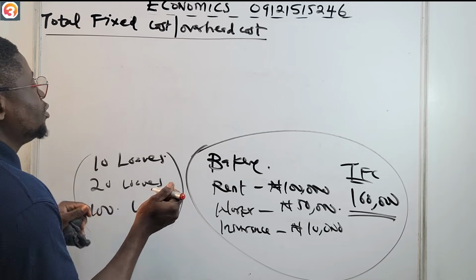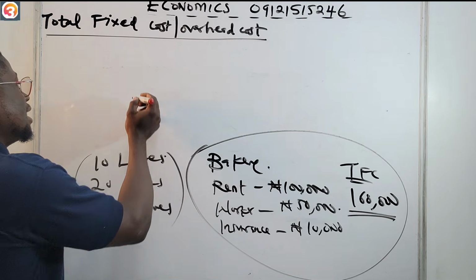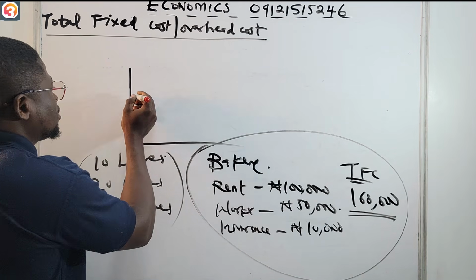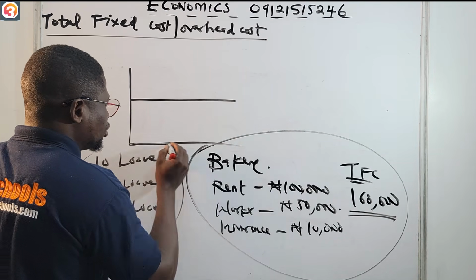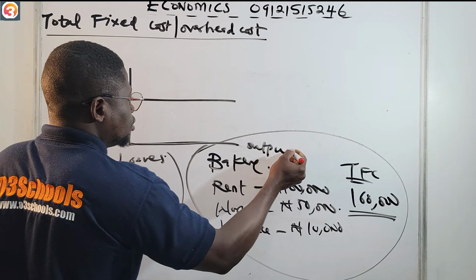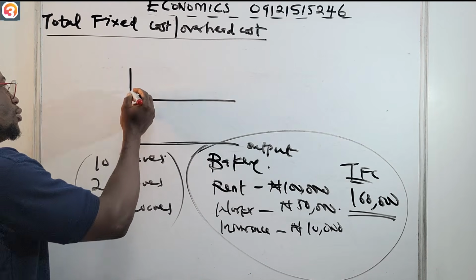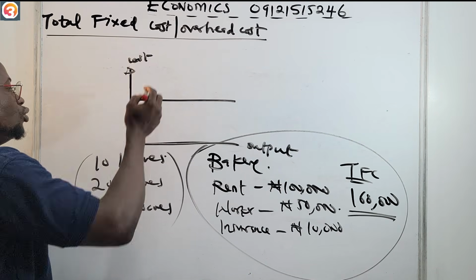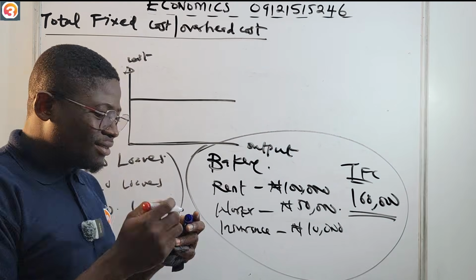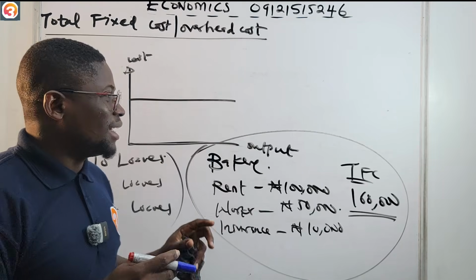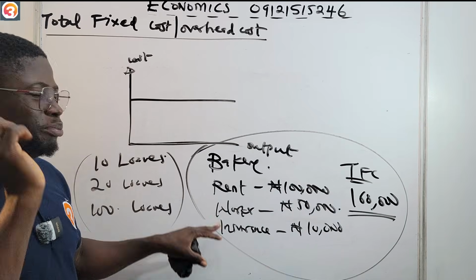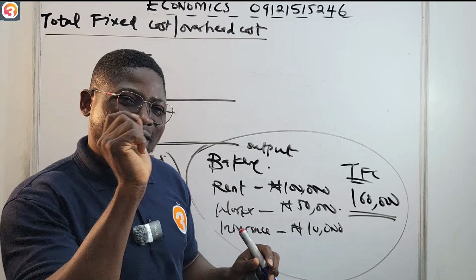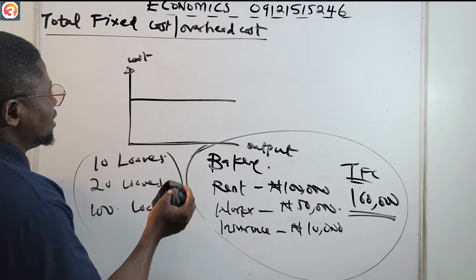Okay, and that is why if you look at your total fixed cost curve, this is how it looks like. This is your total fixed cost. It is horizontal, parallel to the output axis, and perpendicular to the cost axis. So you must pay that fixed cost, irrespective of what you produce, no matter what you produce. You are going to pay that cost. It's a fixed cost, so please take note of that.